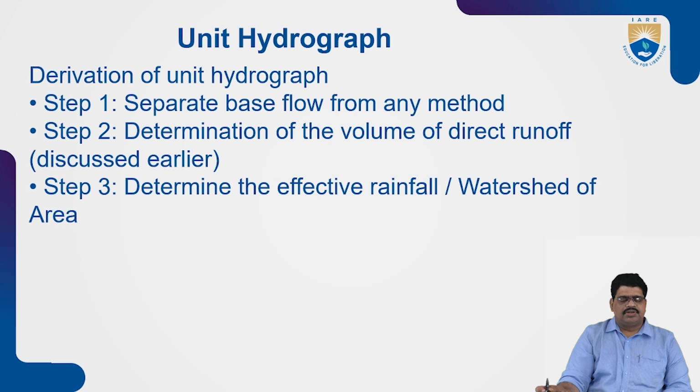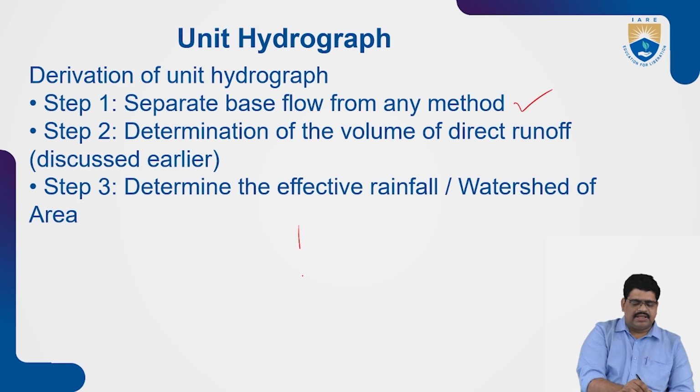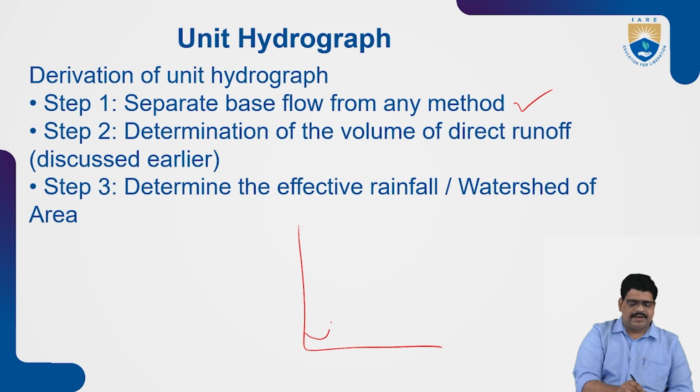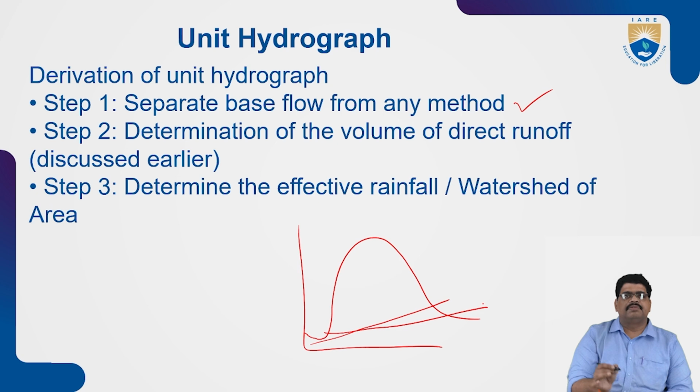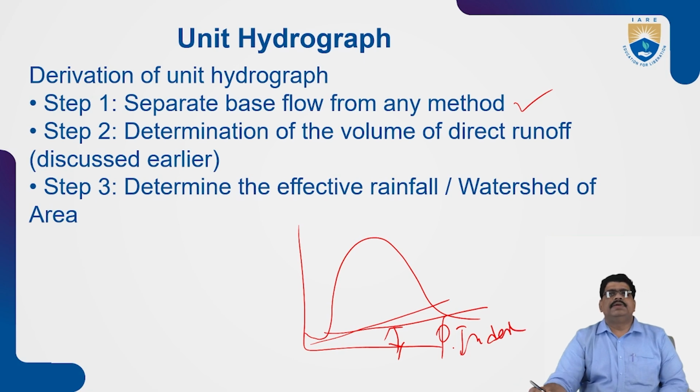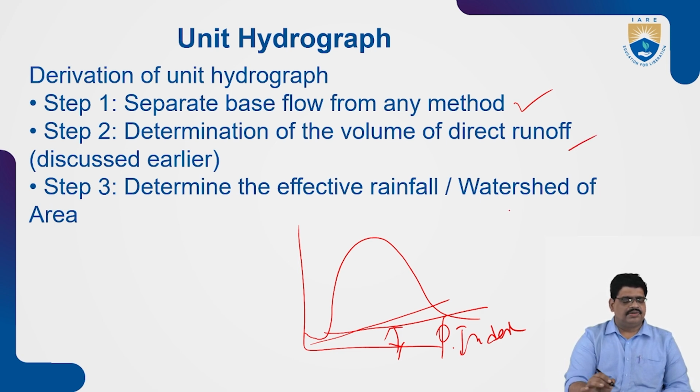Next, derivation of the unit hydrograph. Step 1, separate the base flow. First we have to do the separation of the base flow. As we know very well, for the unit hydrograph, the base flow will be separated. This is done by using base flow separation, and this is why we call it a phi index, right? So base flow separation separates the base flow at any time, then determination of the volume of the direct runoff, and determination of the effective rainfall over the watershed area.